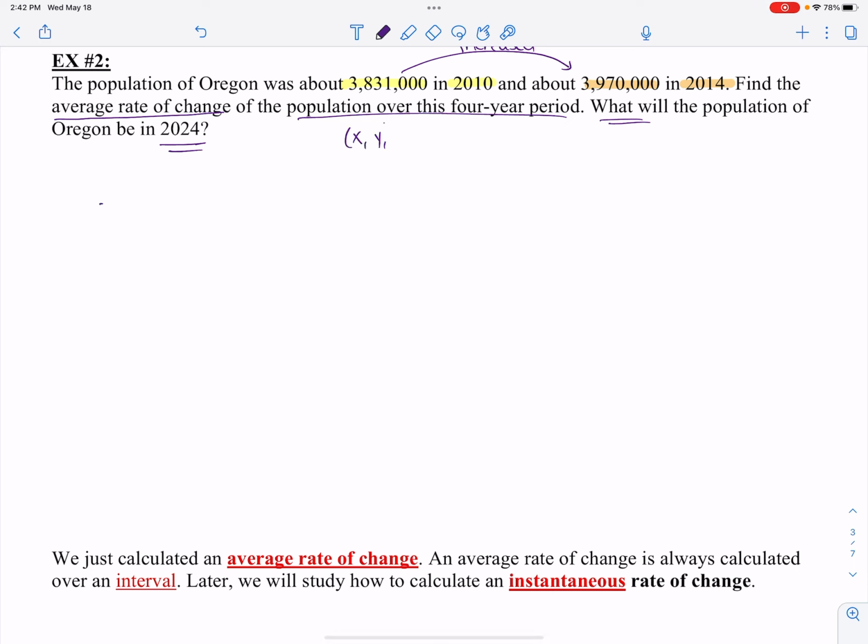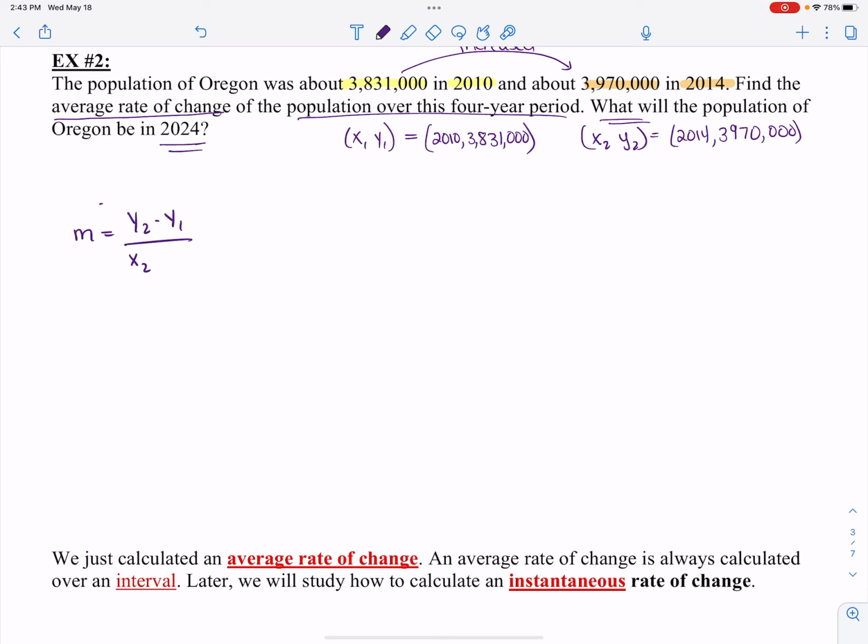You could think of it this way. My X1, Y1 would be the year 2010 and a population of 3,831,000. And my X2, Y2 would be the year 2014 and the population of 3,970,000. It's a lot of commas. It's sort of weird to look at it that way because I have the comma in the middle and then all the commas in that big number. But I am basically finding the slope, or the rate of change, using this formula.